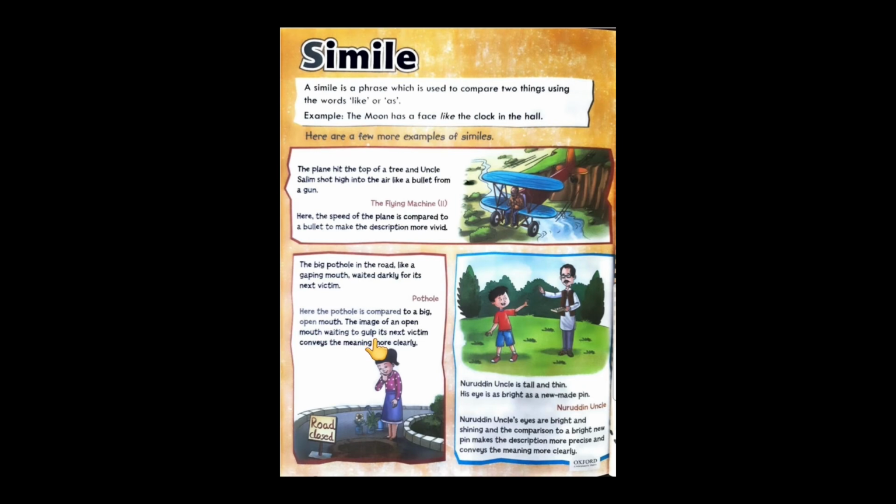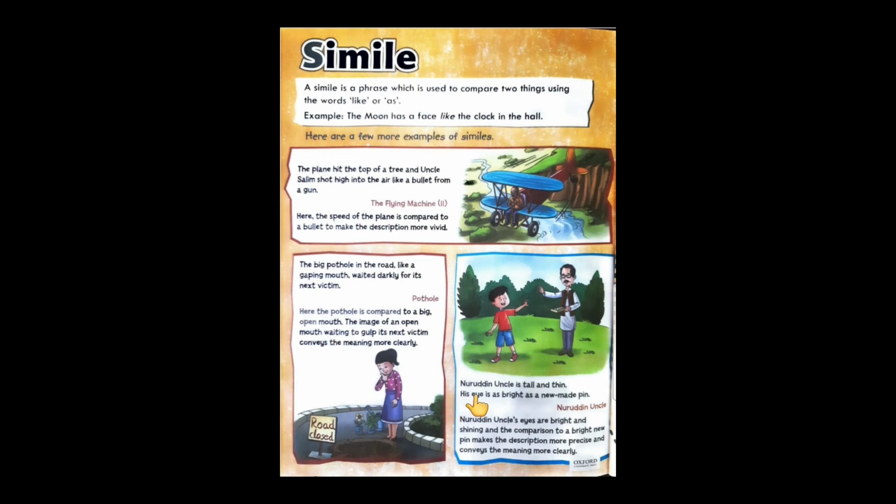The image of an open mouth waiting to gulp its next victim conveys the meaning more clearly. Suppose you are talking about a lion and it's waiting for its next victim to eat, right? Similarly, they have compared it with the pothole.